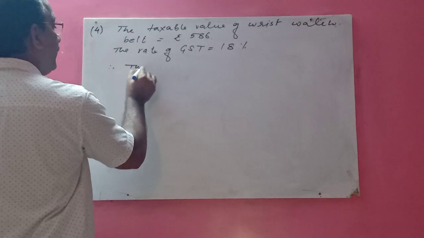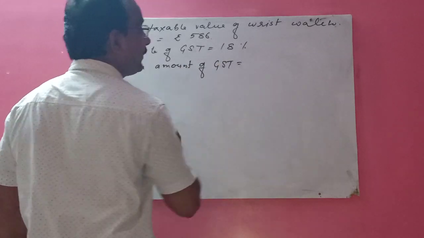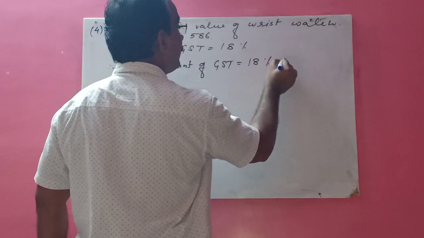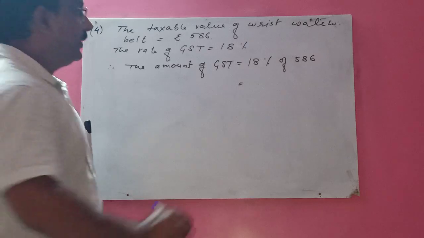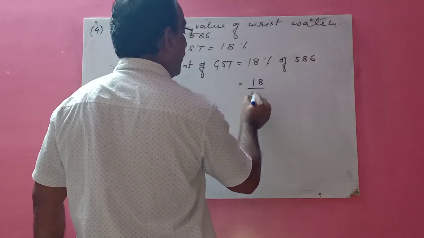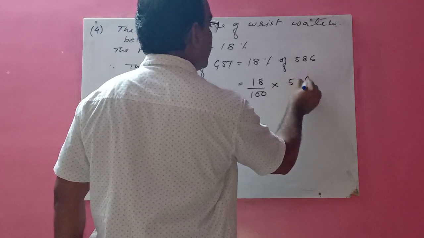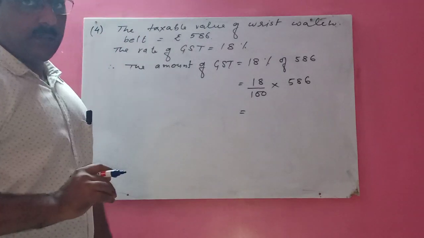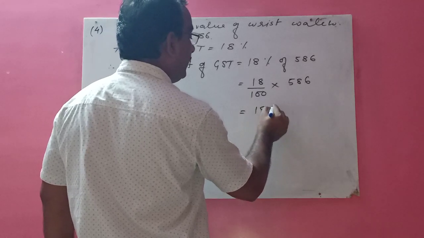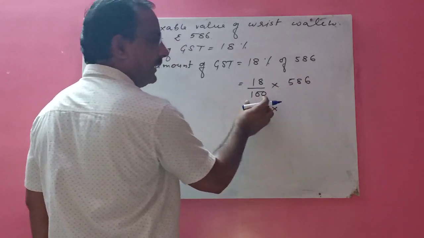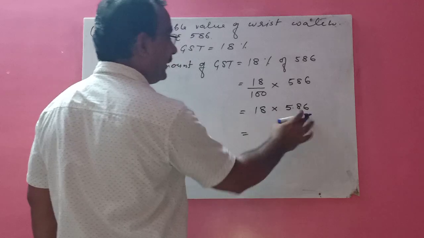Therefore, the amount of GST is 18% of 586. 18% of 586. So 18 upon 100 into 586. Clear? Now 18 upon 100. If you divide this, so 18 multiplied by, I am dividing this by 100. 586 upon 100. So how much will you get? 5.86. Then you multiply this.